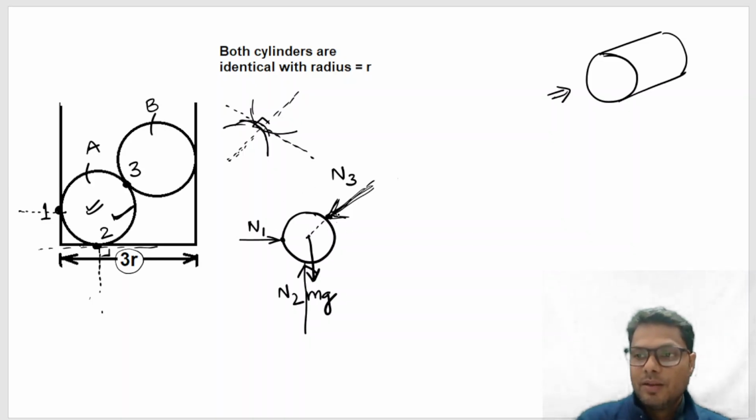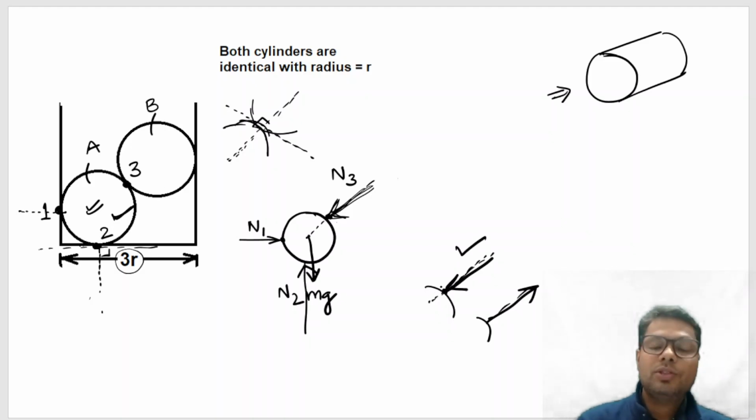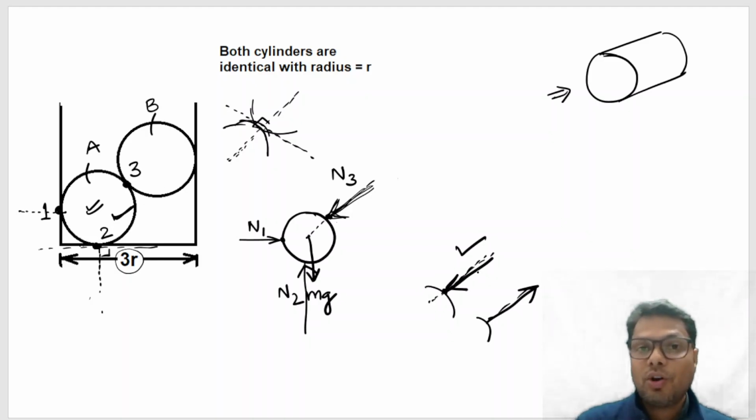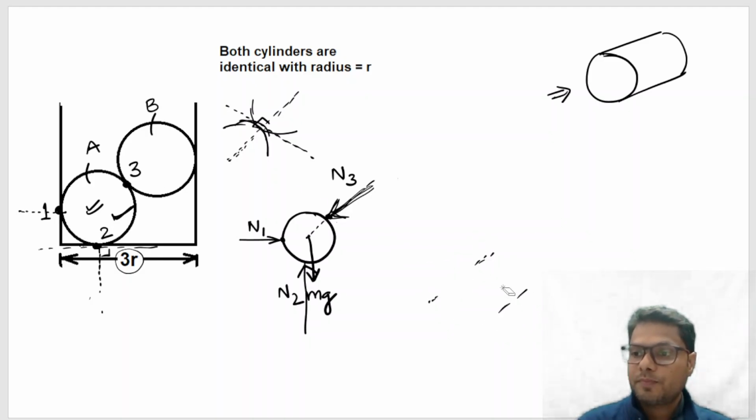Mind it. Once you get the line along which the force is acting, you also have to decide whether the force will be like this or like this on this surface. The force will be like this because normal reaction is always of pushing nature. Tension or force by rope is always of pull nature, and normal reaction is always of push nature. So push nature will be like this.